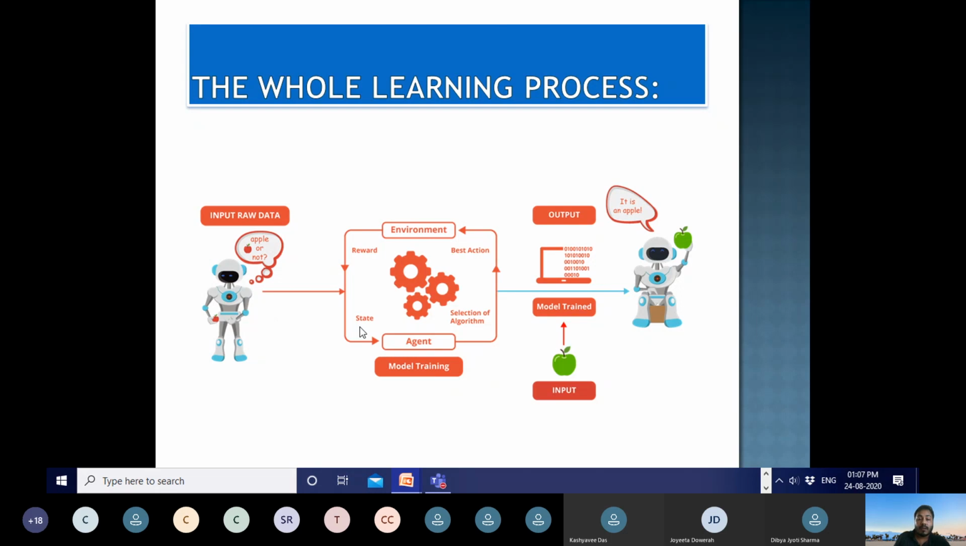You just need to know that the model training part is going on here, and then accordingly you'll get some output. So from the input, the model is trained, then when you provide the new data, that is test data, you'll get the output as to whether it is an apple or not. This is the whole running process. So let's see the textual definition now.